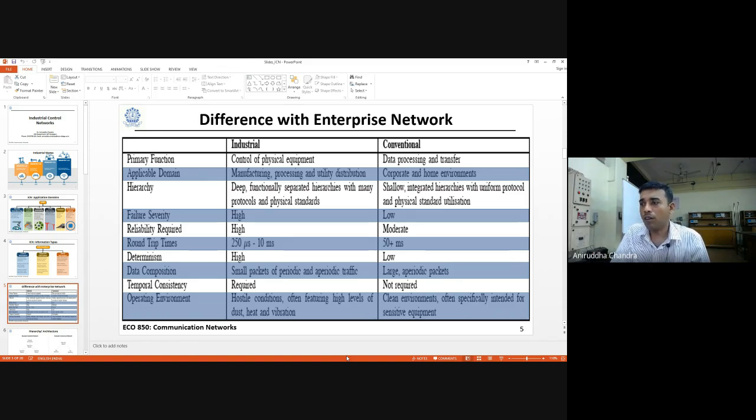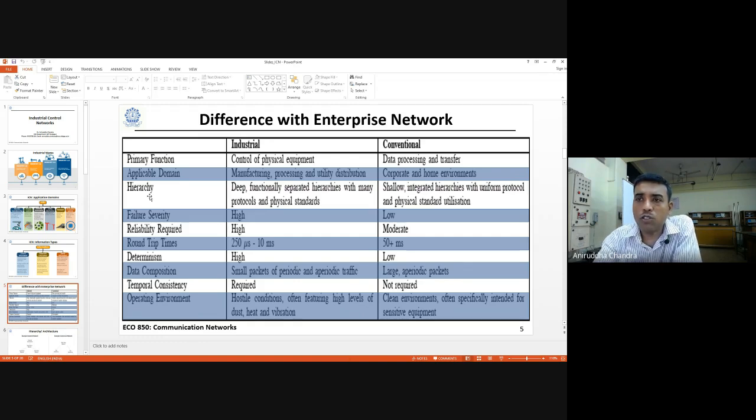Finally, the operating condition in conventional networks is very clean, generally not very hazardous. On the other hand, in industrial networks, it is hostile, hazardous. There might be different kinds of chemicals. There can be heat, vibration, dust, and probably a lot of other issues. The air can be not as clean as in a home environment, and there are chances of short circuit and many other things. So it is much more hazardous in industrial network.